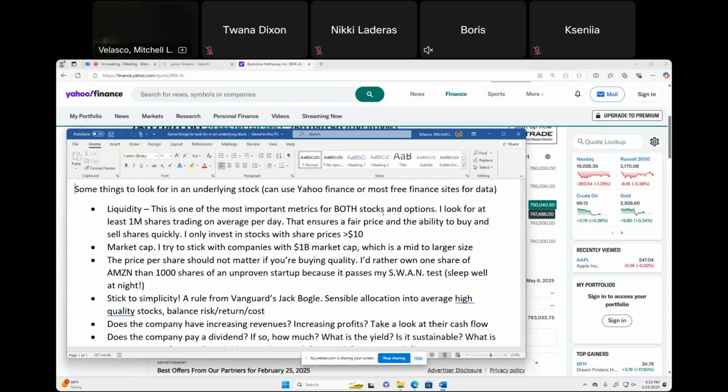They're probably not going to go out of business anytime soon, versus some small company that maybe doesn't have a track record yet. Not to say it couldn't get there, but if you are investing for the first time, you probably have a better chance of passing the SWAN test. Anybody ever heard of the SWAN test? My students know. The SWAN test means sleep well at night. If you know you're investing in a company, you want to be able to sleep well, knowing that the next day you didn't lose all your money.